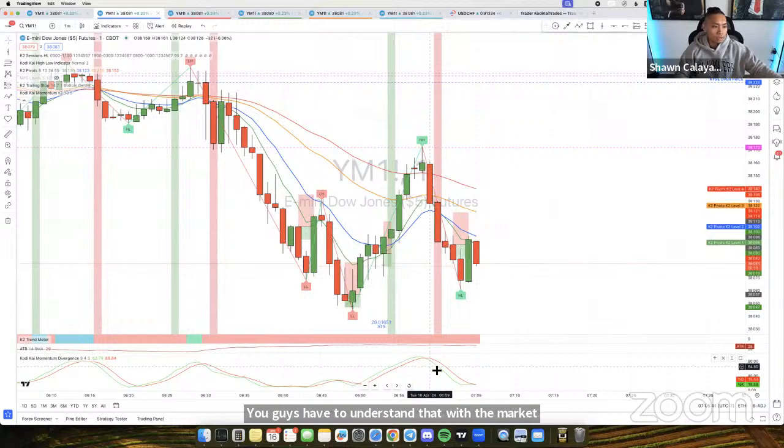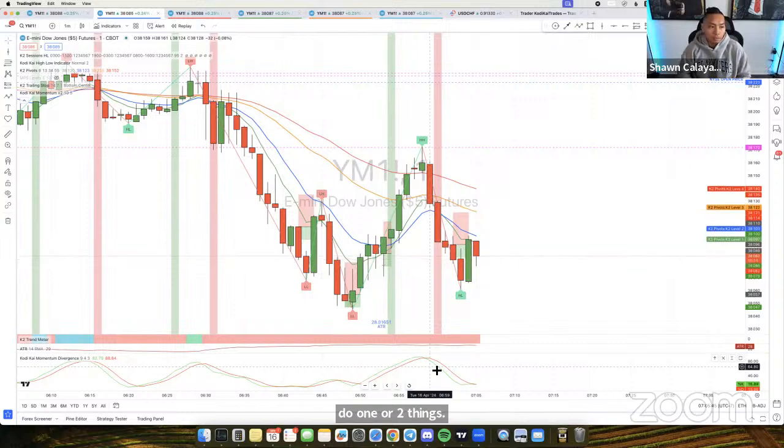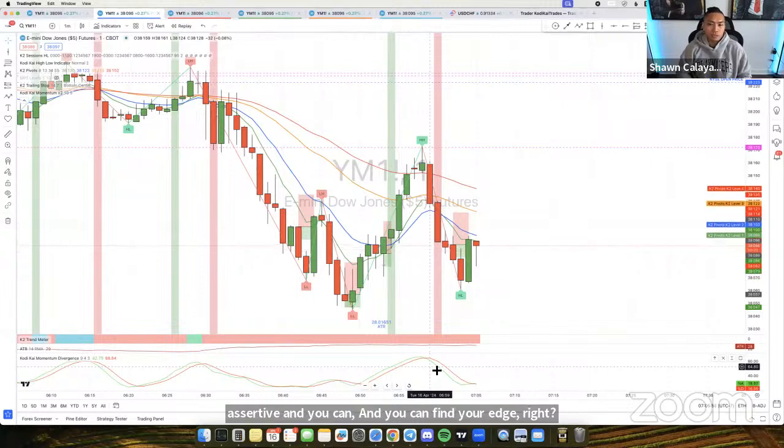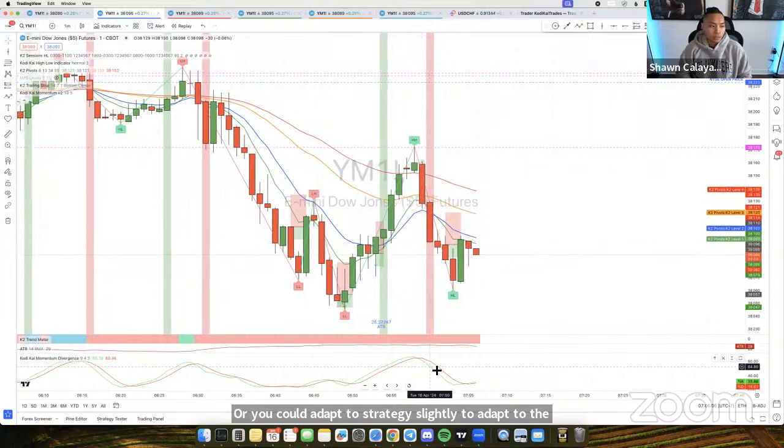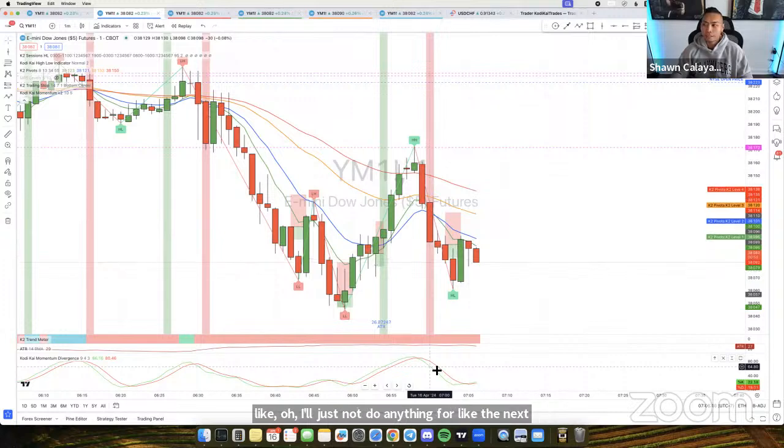So you can do one of two things. You can either wait for your edge to come back, which can take a couple of weeks, a couple of months, maybe a couple of years, or you can be assertive and find your edge, or adapt your strategy slightly to the market conditions so that you have a current edge. So when you're trading with me, you're always going to have an edge. I'm never going to be sitting around not doing anything for the next couple of weeks. I'm going to find a way to make money in the market, and we'll always find ways to be profitable. So you guys don't have to worry about that.